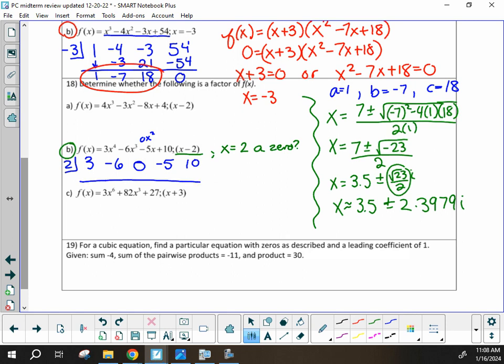Now I can do synthetic division. I'm going to drop that 3, and then I'm going to multiply, add, and repeat the process. So that's a 6. Just work through here. Okay, because we get 0 as our last value here, that is the remainder. That means x equals 2 is a zero. That also means that, yes, x minus 2 is a factor. When we divided f of x by x minus 2, it had a remainder of 0.